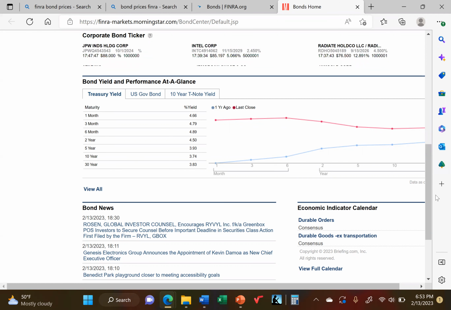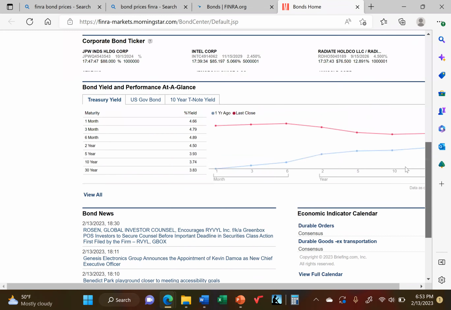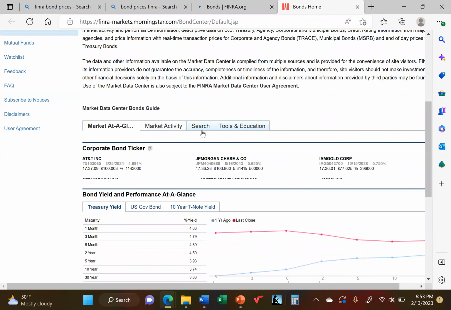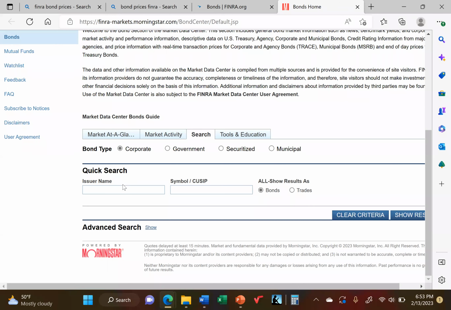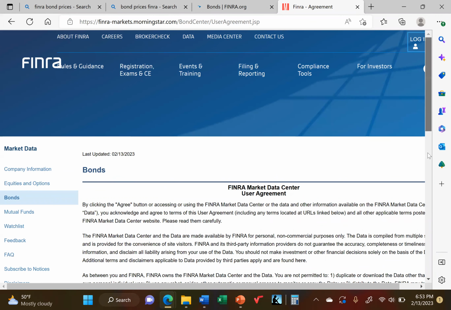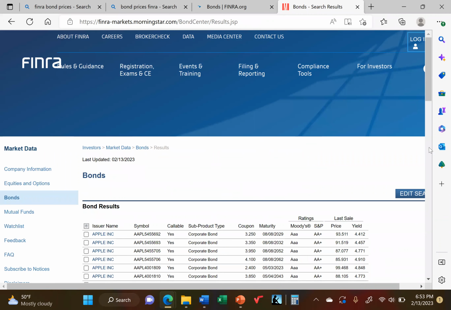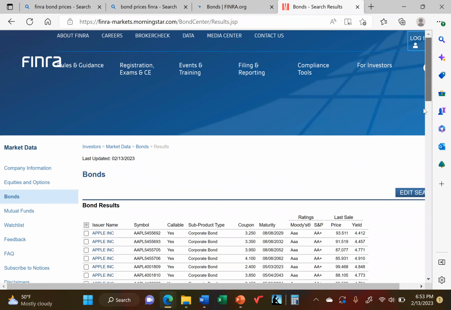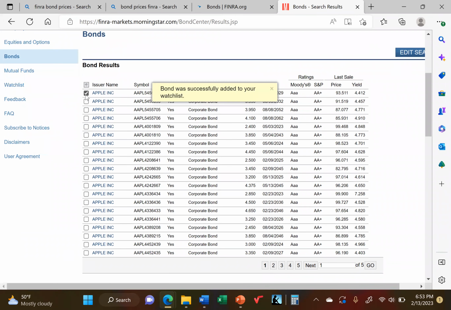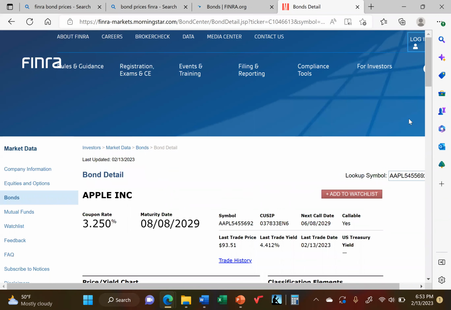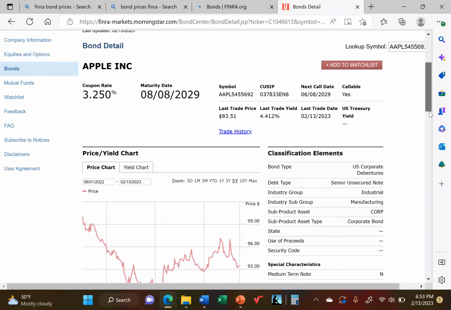But right now we're interested in corporate bonds. So I'm going to search Apple, let's say. And that should take care of it. It's going to offer me a look at all the bonds they've issued in recent years. So let's just pick one at the top here. Now, let's take a look at this bond.